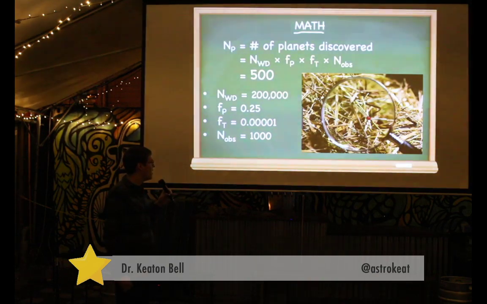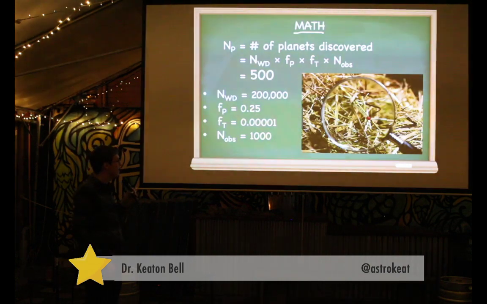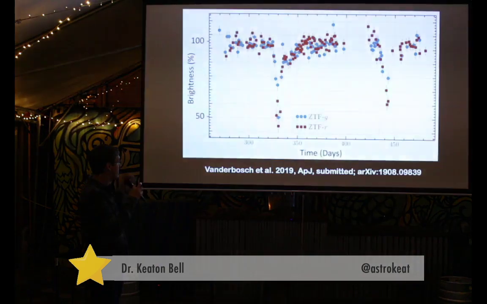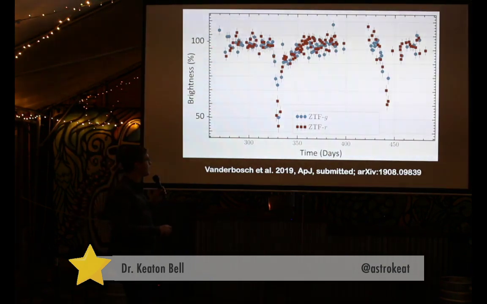I want to show you one first result in this area from the ZTF data. It's not the intact planet that I've been looking for, but it's a very interesting system that a friend and colleague of mine named Zach Vanderbosch at the University of Texas at Austin found recently. We've submitted a paper on this. This is a white dwarf system that in the ZTF data shows these very large dips in brightness of 50%, and this recurs on a time scale of sort of 110 days.